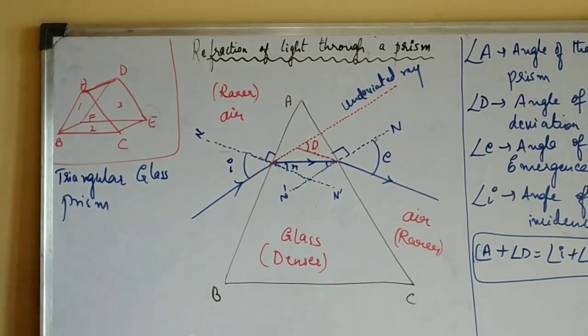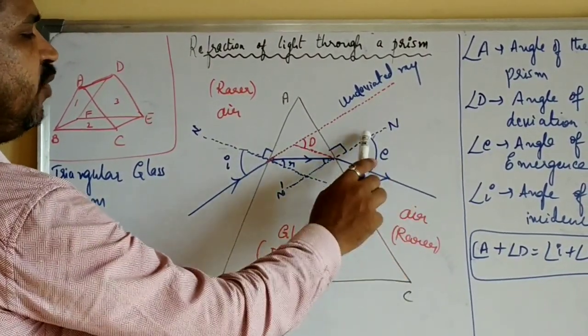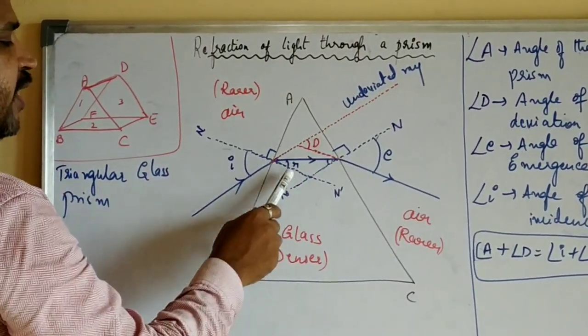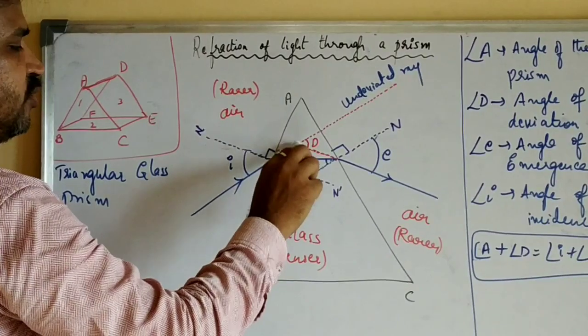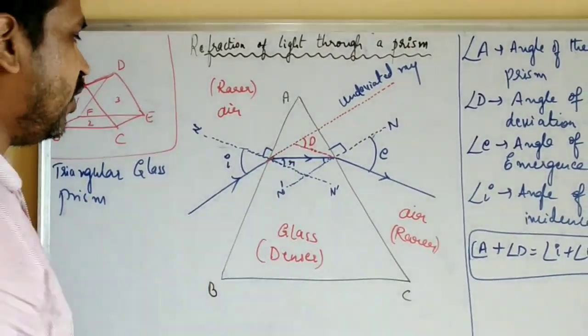Now see here, this emergent ray is moving away from the normal, whereas the refracted ray within the prism is towards the normal. This is away from the normal, it is towards the normal.